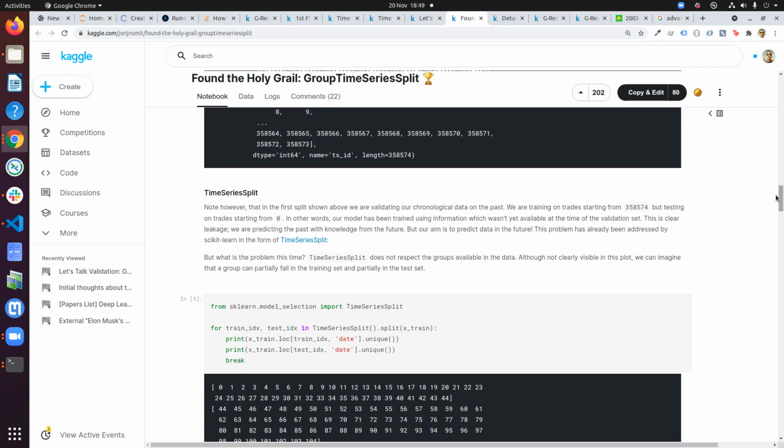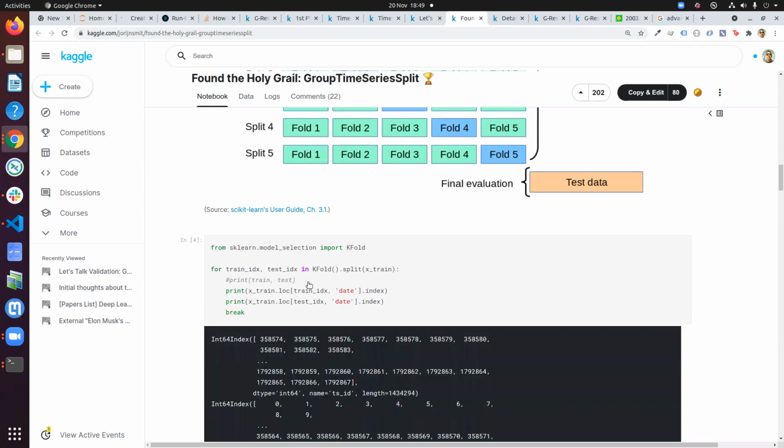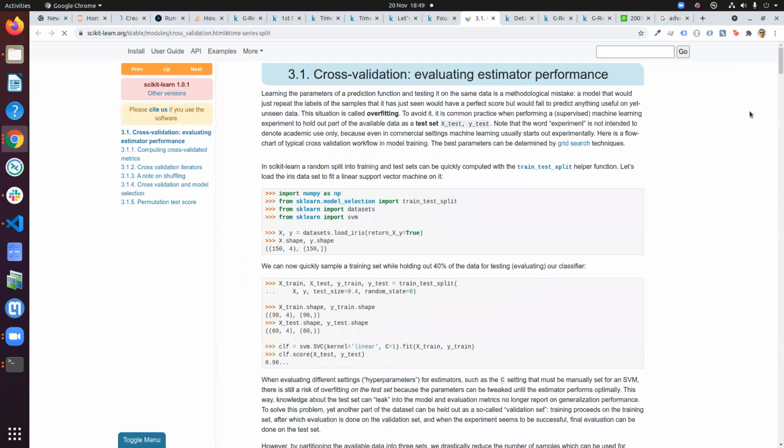Right. But this notebook does explain how to do it. You'd still need to adhere to the principle that they're trying to enunciate, which is that any fold of yours should not have access to data which is beyond the fold. Yeah, I agree.